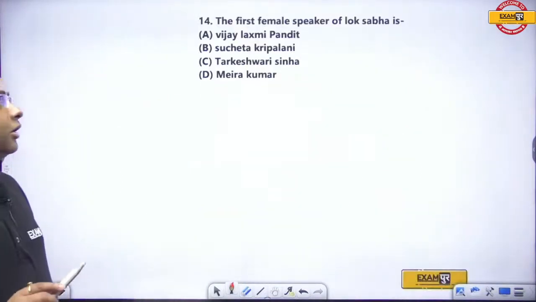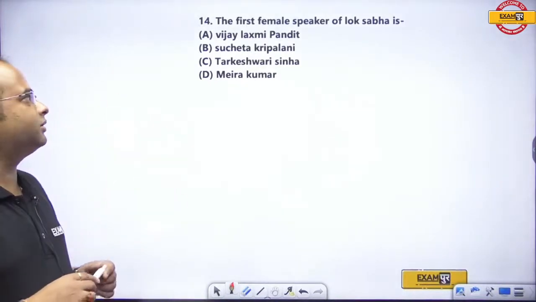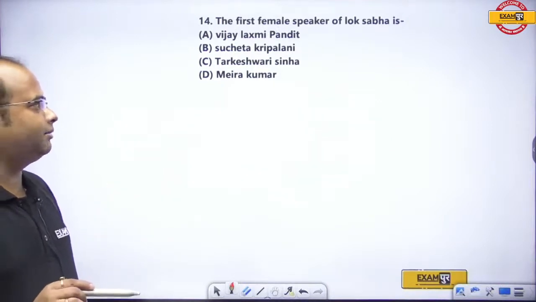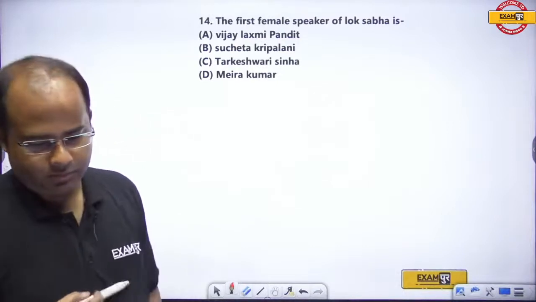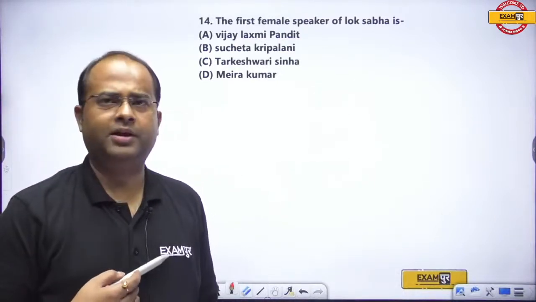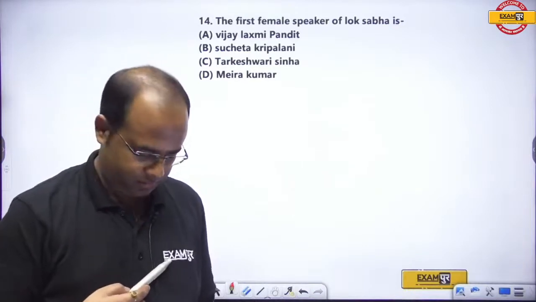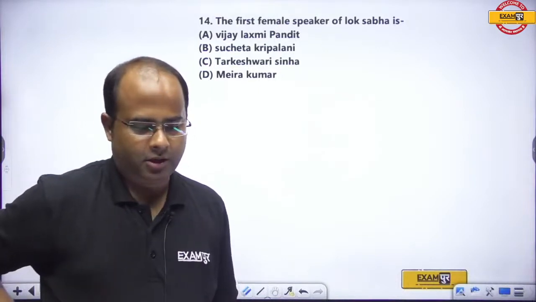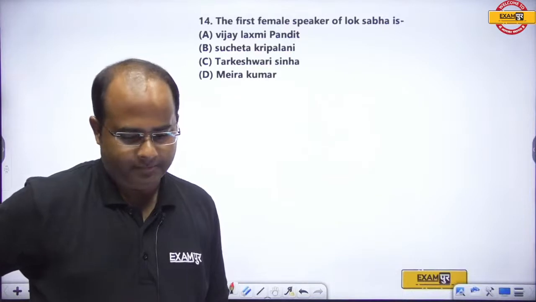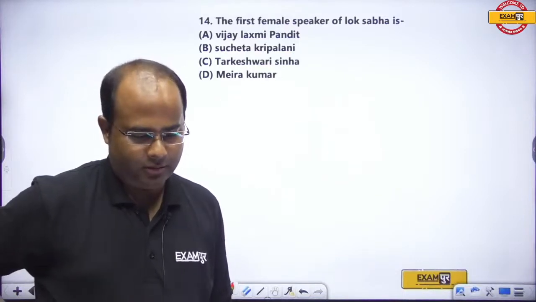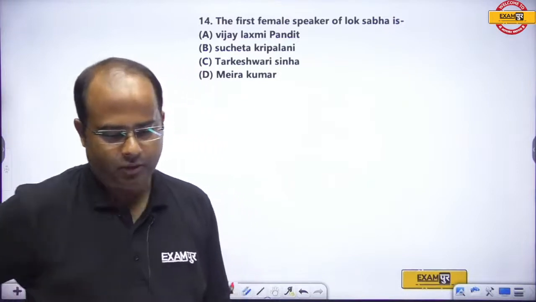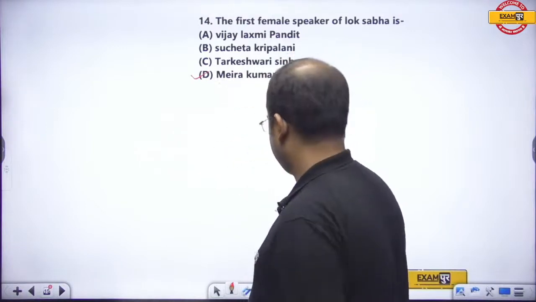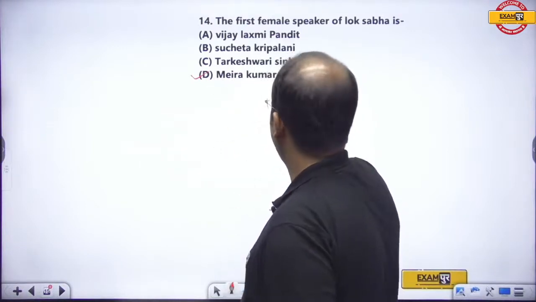Now, who was the first female speaker of Lok Sabha? Vijay Lakshmi Pandit, Sucheta Kriplani, Tarkeshwari Sinha, or Meera Kumar? Okay, let's see the correct answer. Very good, everyone is going with option D, Meera Kumar, and she was a former IFS officer as well.